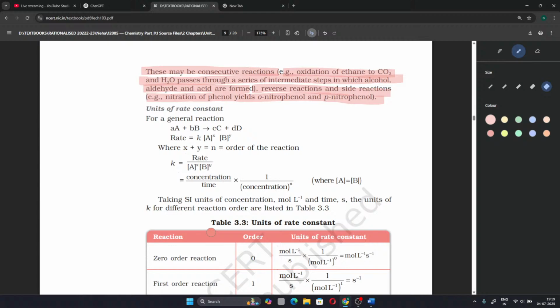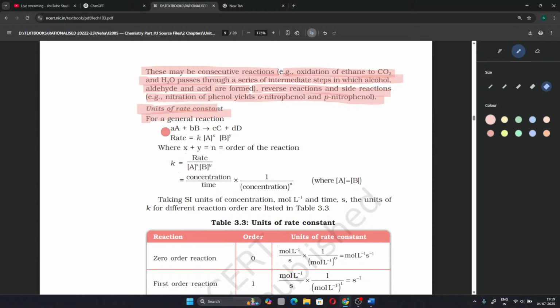They gave one more example here. Reverse reaction and side reaction. Example, nitration of phenol yields orthonitro and paranitrophenol. Okay, these are the major and minor products. Fine. Units of a rate constant.